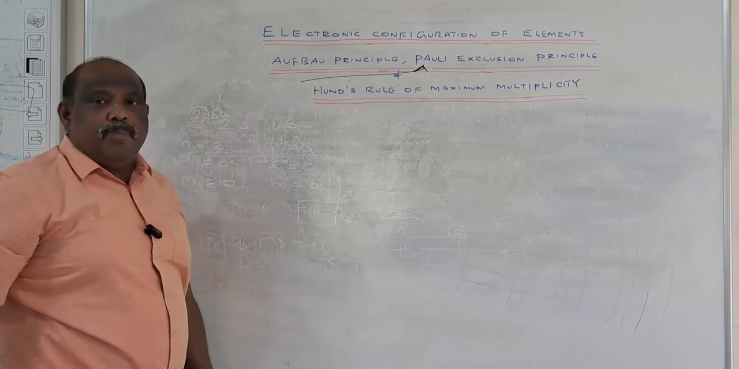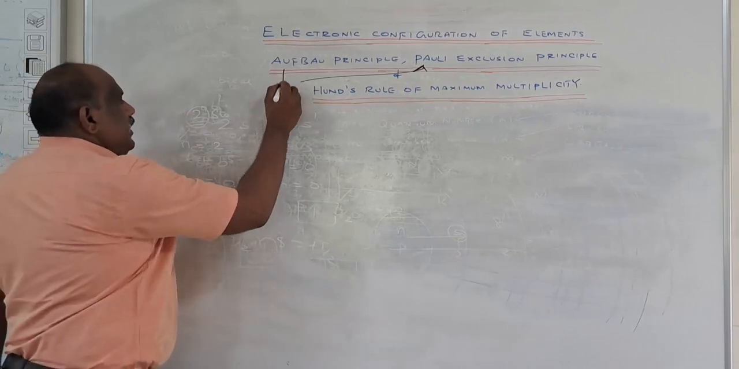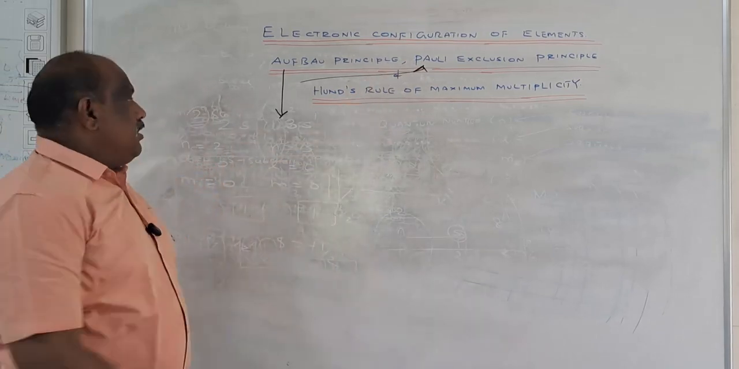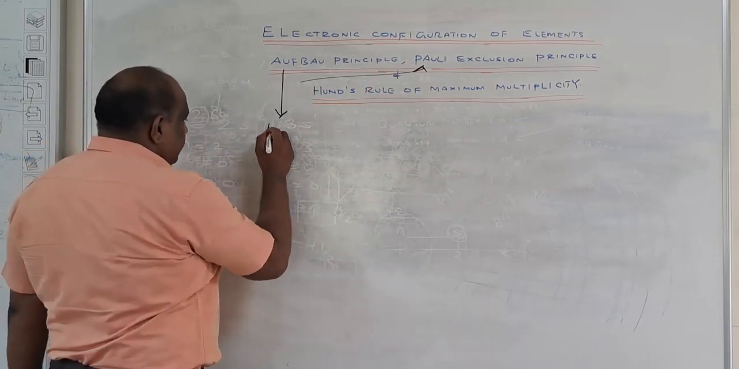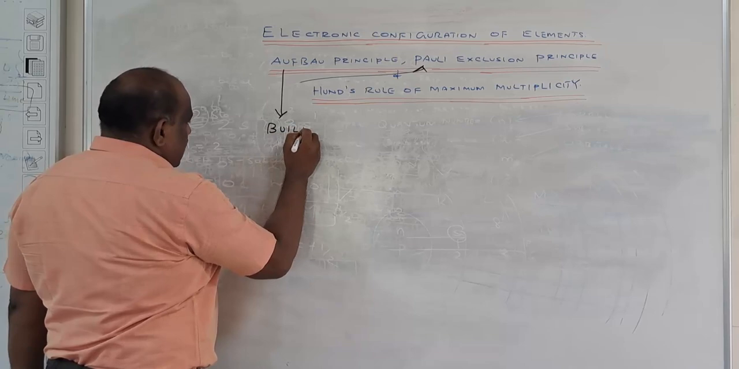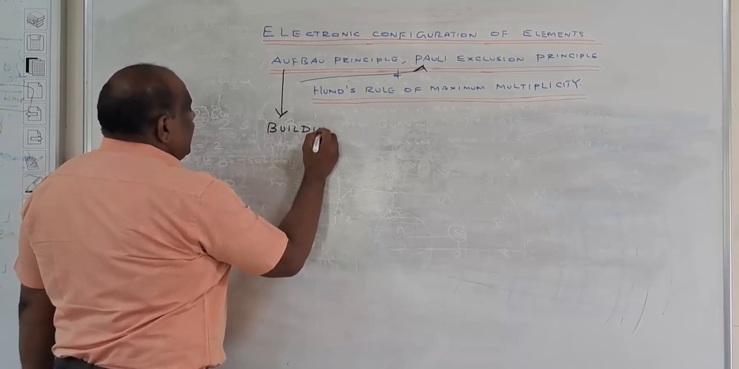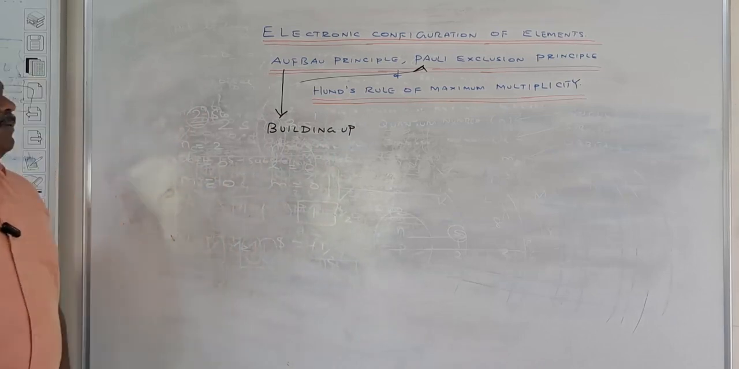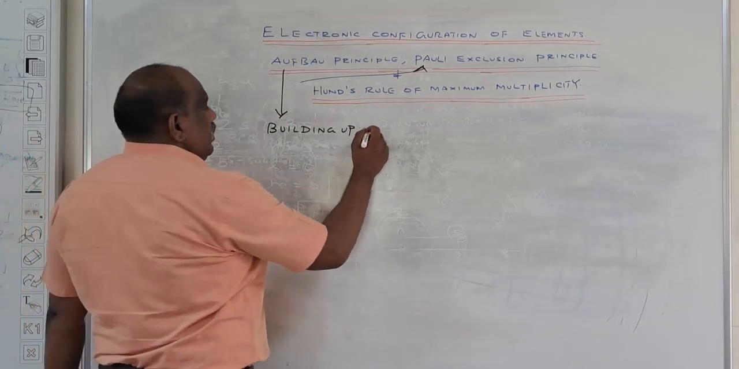Now let us come to the Aufbau principle. Aufbau is not the name of a scientist, whereas Pauli is the name of a scientist. In German, it is called building up, or build up of. So it's called building up of electrons.